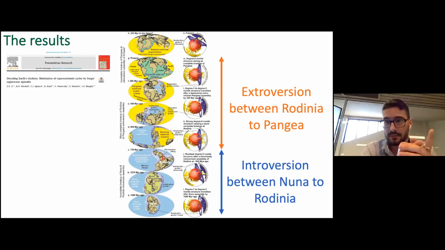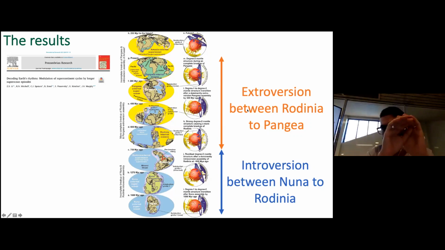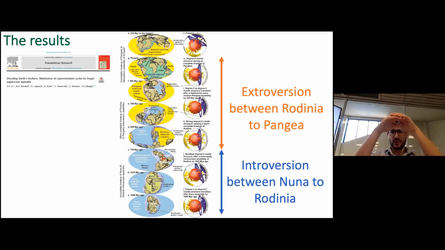On the other hand, what they demonstrate in their paper is that from Rodinia to Pangaea, you have what we call extroversion. So when Rodinia breaks up, the breakup was very complete, and Pangaea assembles on the other side, pretty much. And when you do that, you destroy the external ocean and you create a new external ocean.